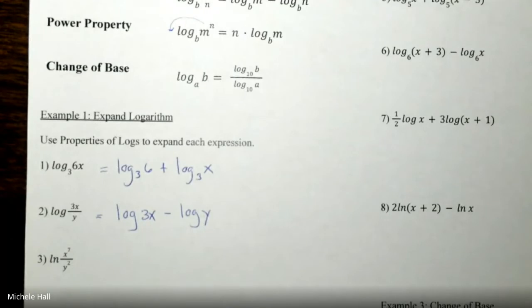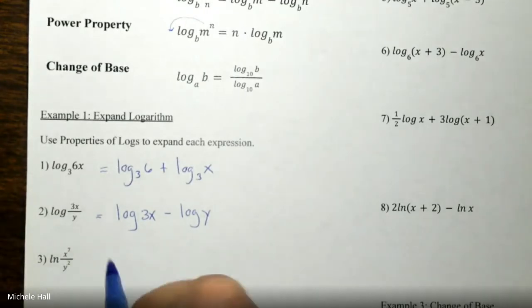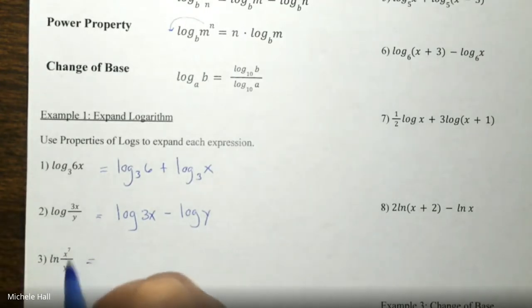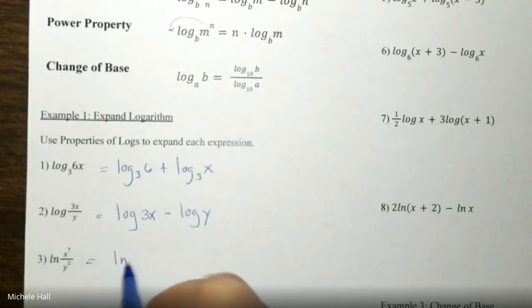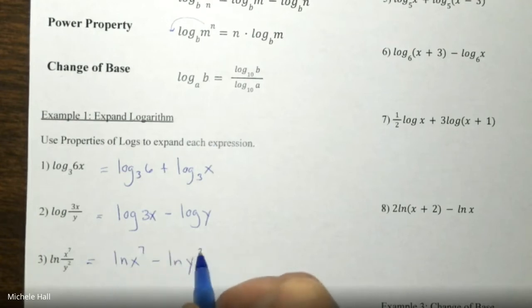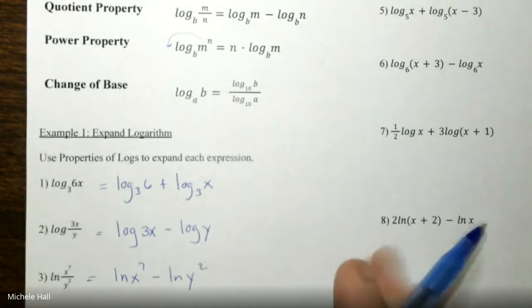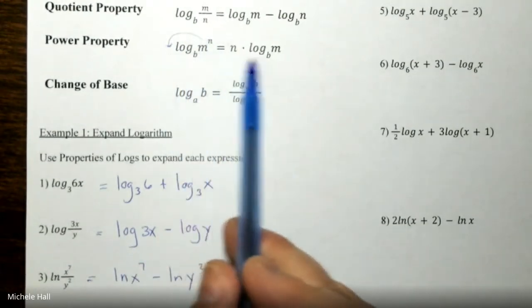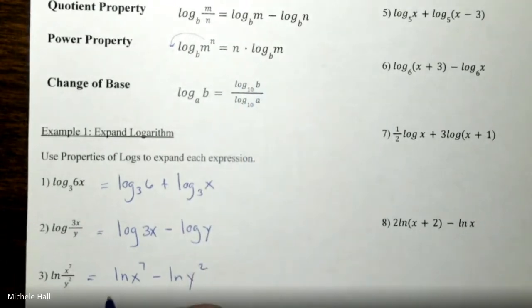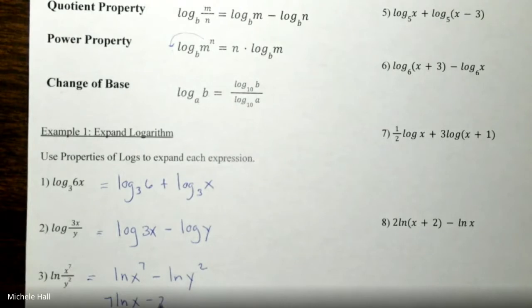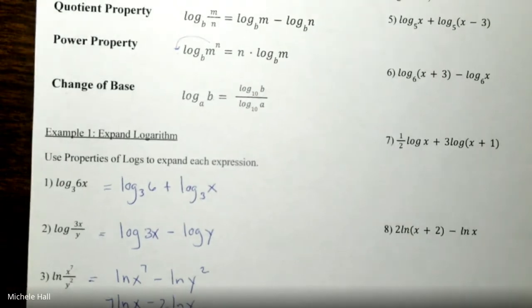We can also use the natural logarithm. We have ln, we have the quotient rule again. That would be ln of x to the 7th minus ln of y squared. I need to finish this because I have exponents. Now I'm going to use the power rule, and I'm going to bring that exponent down in front of the logarithm. So we have 7 ln x minus 2 ln y.